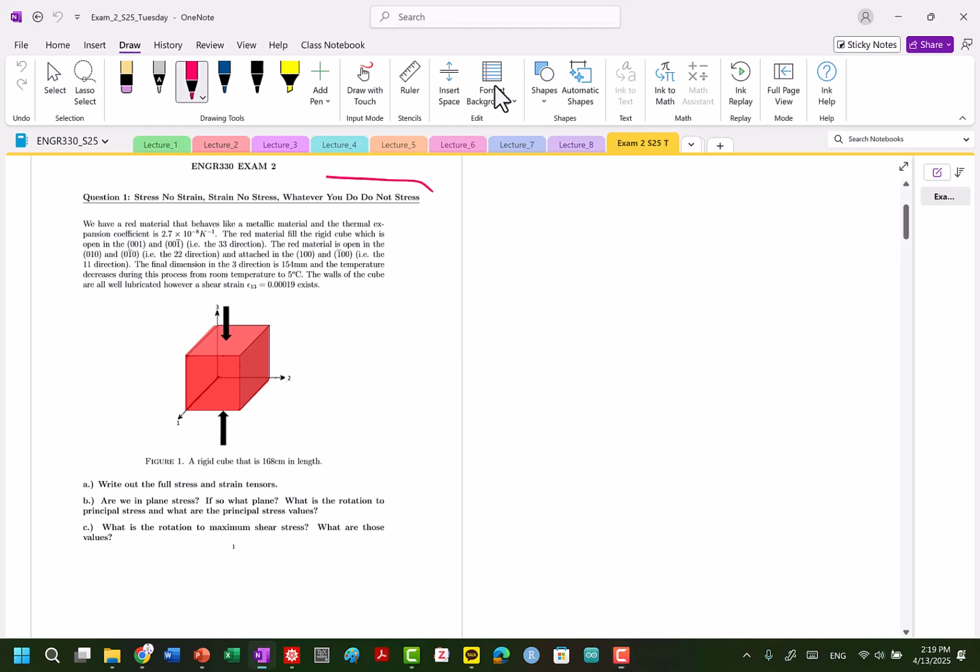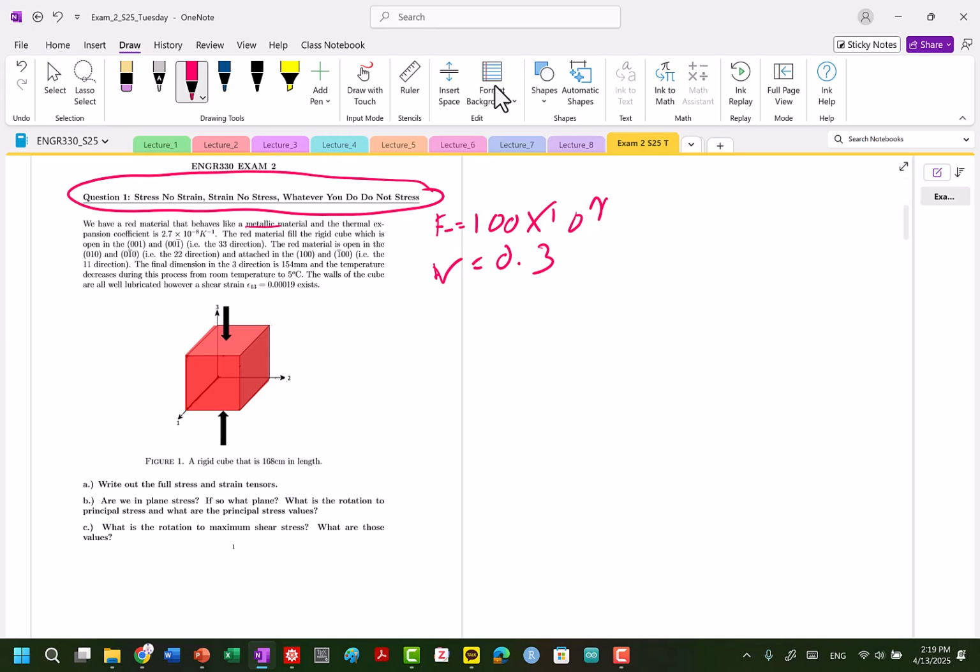All right, everyone, we're going to start our problem with our question. So we have a material that behaves like a metallic material. We know that our Young's modulus is 100 times 10 to the ninth. We know our nu is equal to 0.3. The thermal expansion coefficient fills the whole cube. So it's open in the 3,3 direction, open in the 2,2, but attached in the 1,1.